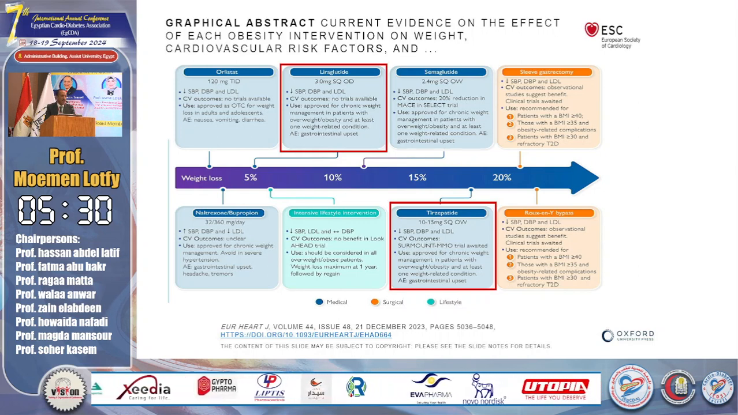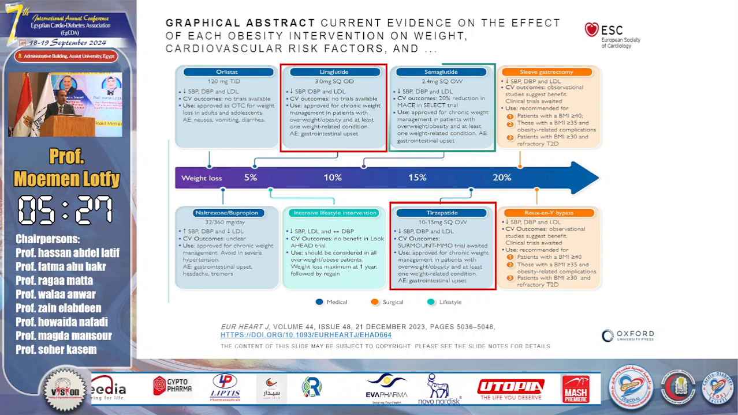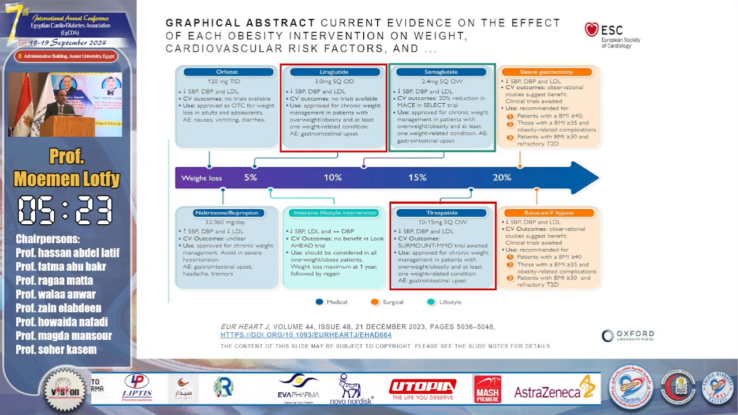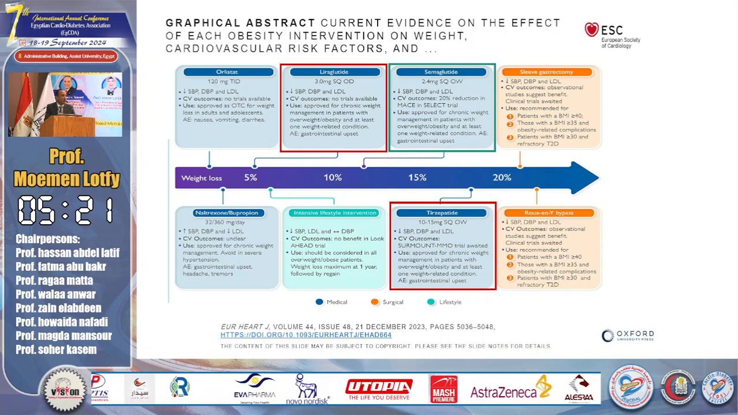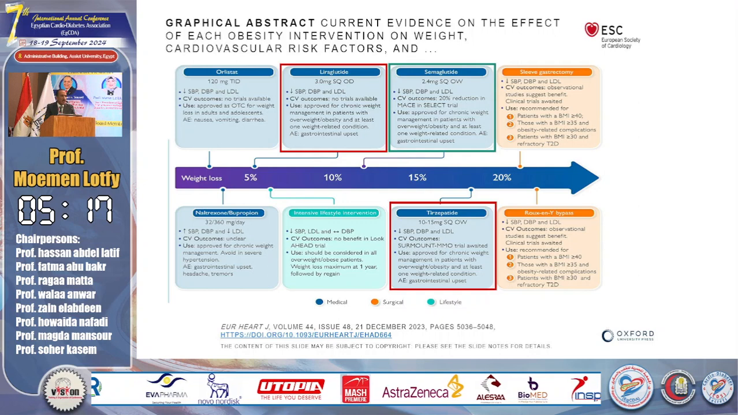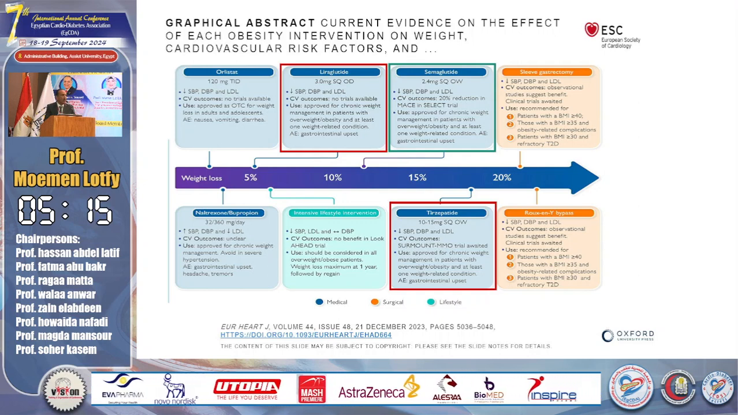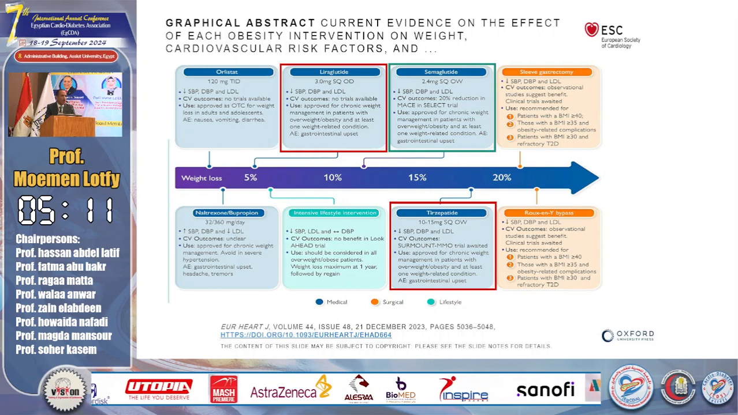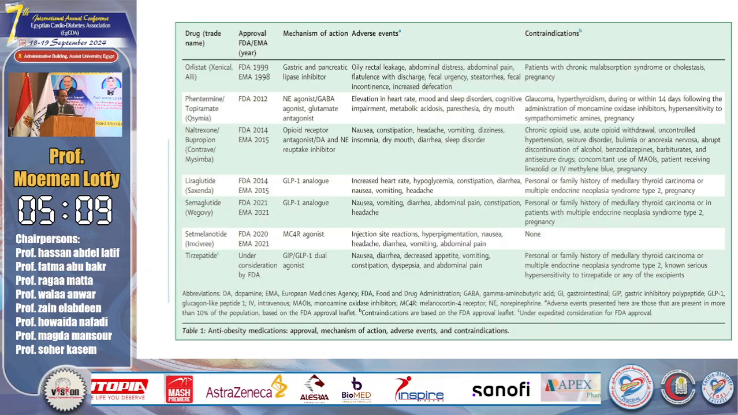will be released in 2027. The only GLP agonist now known to reduce cardiovascular outcome, or MACE, by about 20% is semaglutide. Semaglutide, which is known in Egypt as Ozempic, is given at a dose of 2.4 milligrams by subcutaneous injection.